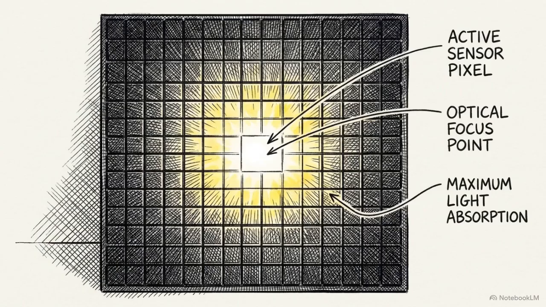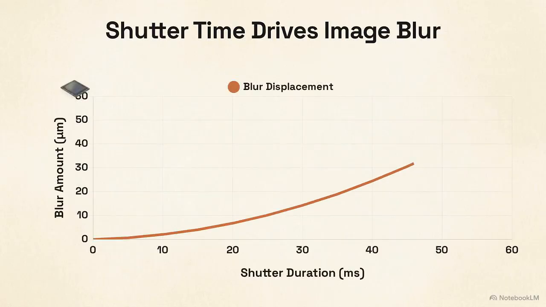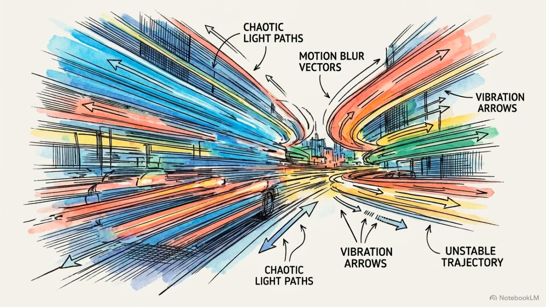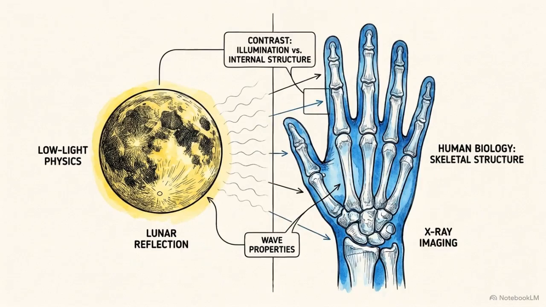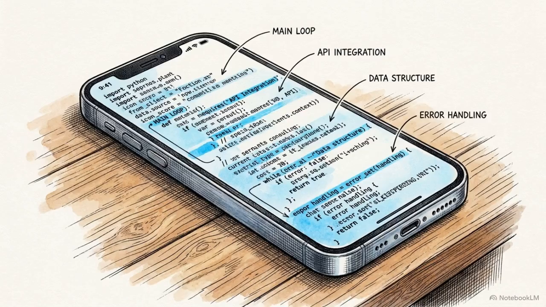A crisp photograph requires light to strike exactly the same pixel for the entire duration of the shot. The longer the shutter remains open, the wider that streak becomes, and the worse the final image looks. Without some way to intervene, the physics of low light and the biology of human hands make mobile photography highly impractical. We expect software to fix our digital problems.